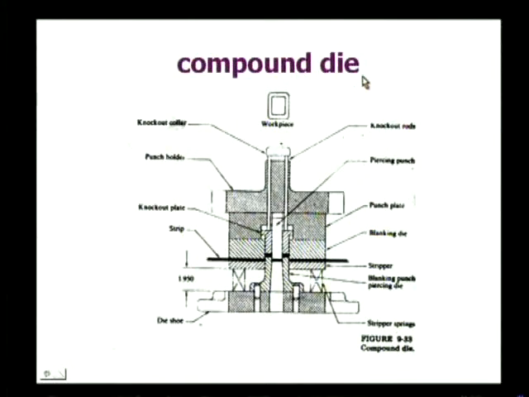And compound die. Compound die is also used to manufacture components by performing two operations at a time, that is the blanking operation and the piercing operation.